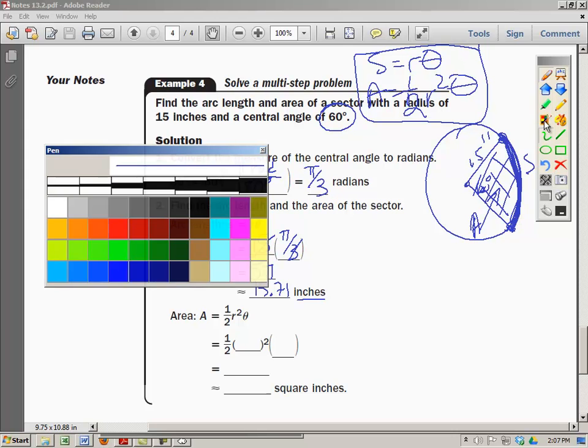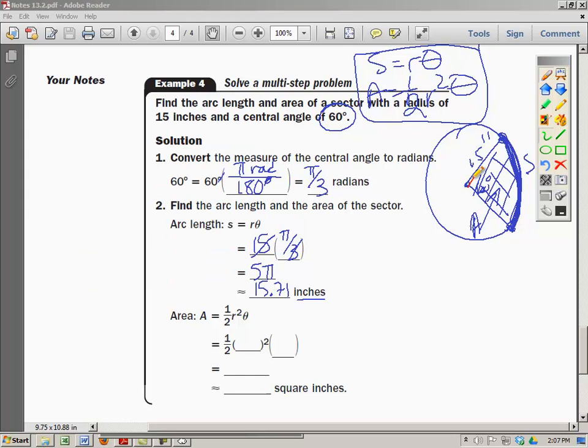Now the area asks, how much pizza am I getting? In the arc length we're talking about how much crust you are getting, and the area says how much pizza you are getting. That becomes 1/2 times the radius squared, so 15 squared, times theta, which is pi over 3. I know this looks kind of messy, but it's basically 1/2 times 225 times pi times 1/3. So this is 225 pi over 6, and you can type it in your calculator that way.